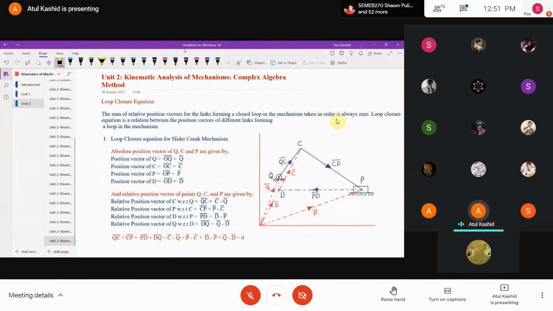If in a mechanism there are more than one loops, you can use more than one loop closure equations. So it depends upon the loops formed by the mechanism. And how we can make use of this loop closure equation for solving the numericals, that we are going to see in the next lecture, right? So I think this loop closure equation is very clear to you now. If I ask you to apply the loop closure equation for the 4-bar and slider crank mechanism, you should be able to apply it. So please type in the chat box whether this is very clear to you, loop closure equation for the 4-bar and slider crank mechanism.